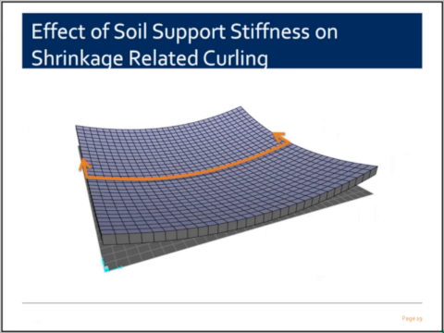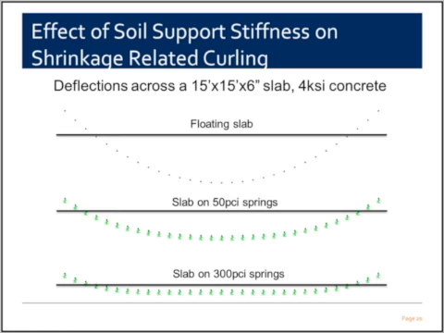Having talked about how soil support system stiffness is determined, let's look at the effect of support stiffness on shrinkage-related curling now. If we cut a cross-section as shown and looked at the deflections of our slab, and I've done modeling on a 15-foot by 15-foot by 6-inch slab, 4 KSI concrete, the deflection profiles would look like this for 2 different soil support stiffnesses. I've taken the 50 PCI range spring. I've supported the slab in the middle with 50 PCI springs, the slab at the bottom with 300 PCI springs, and I threw in the floating slab in there for comparison.